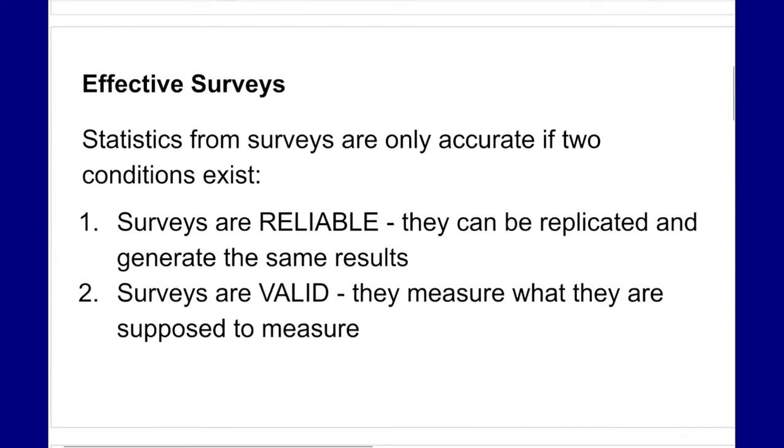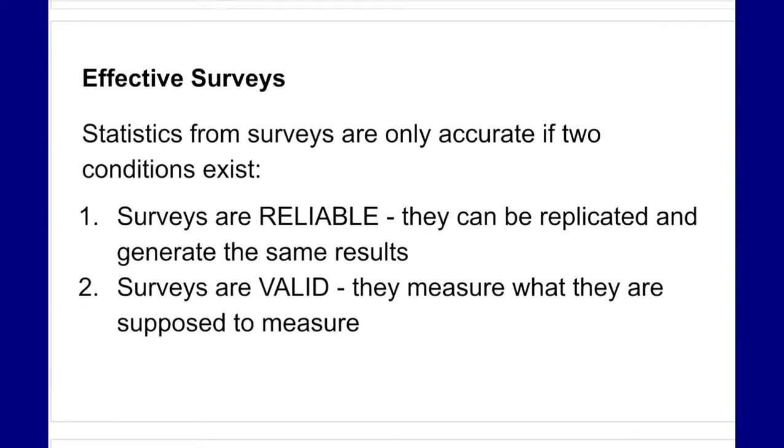Statistics from a survey are only accurate if two conditions exist. In order for the statistics or the data from a survey to be accurate, they must be reliable, which means they can be replicated and generate the same results. Basically, if I was to repeat the survey again, would I get the same results? They don't have to be identical values, but statistically speaking, are they the same?